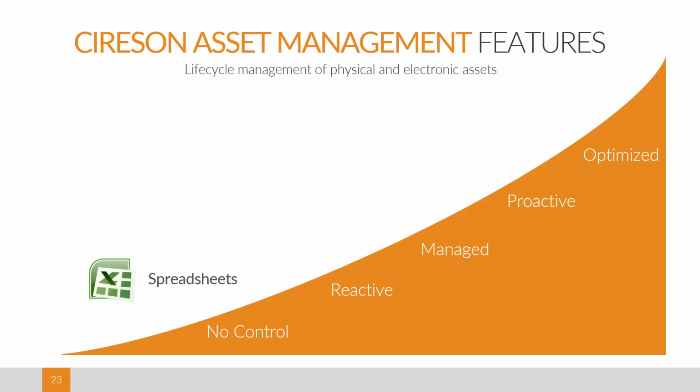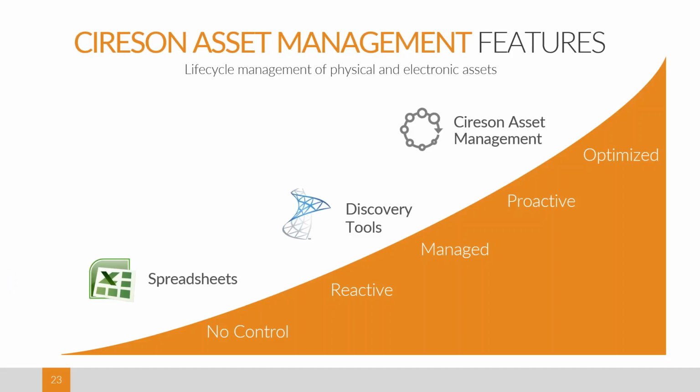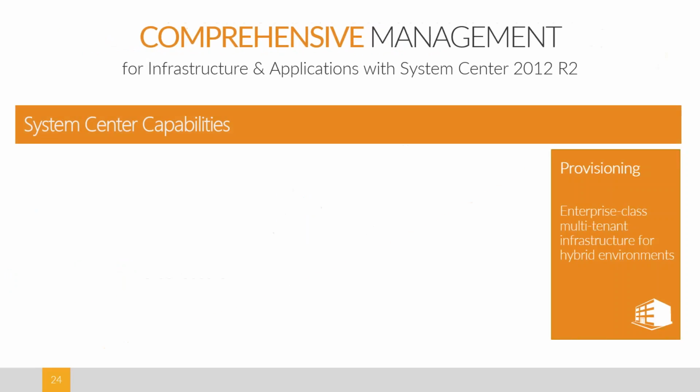So some of you guys might be managing your software assets through spreadsheets. Great. You're very familiar with Excel. It does wonders. It gives you a lot of good capabilities. Some of you might have a discovery tool, a management tool like Configuration Manager, which lets you be more managed in your asset management capabilities. There's also then the next step, which is Cireson Asset Management. It will let you be proactive in your software and hardware asset management as well as optimize. So let's go look at those capabilities real quickly here for you.